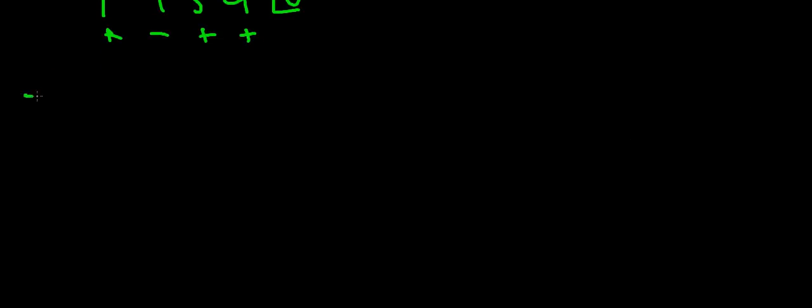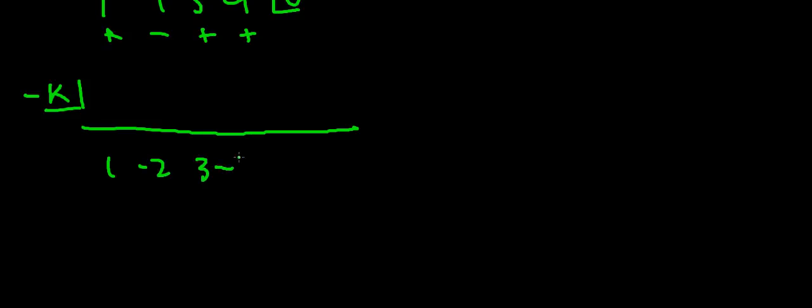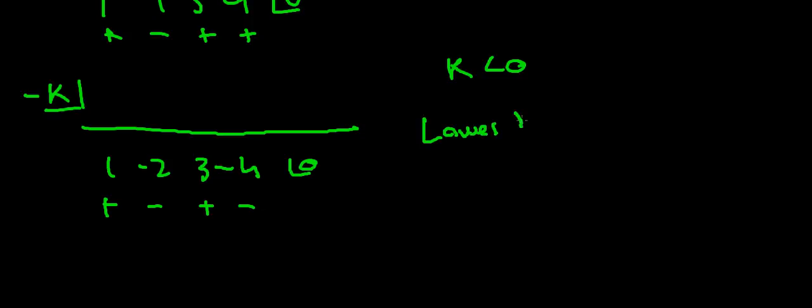So let's talk about some minus k possibilities now. If we do synthetic division and we get 1, minus 2, 3, and minus 4, when k is less than 0. So in this case we have a positive, a minus, a positive, and a minus. So that means that k is a lower bound, because the signs are alternating.